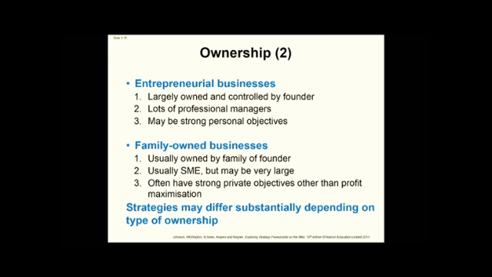And then we have family-owned businesses. These are quite common, usually owned by the family of whoever founded the business. An entrepreneur starts a business. Eventually the entrepreneur loses interest or dies. Ownership passes to the family, maybe to one person, maybe to a number of people in the family. Family-owned businesses are usually small or medium enterprises, but some of them are very large indeed.